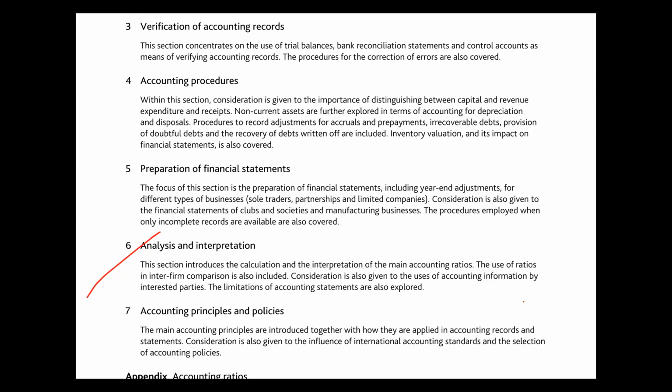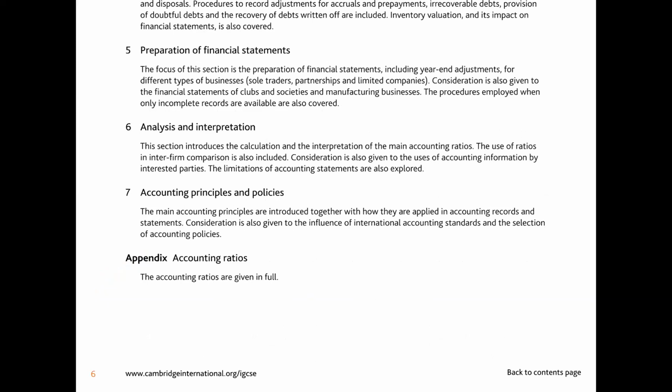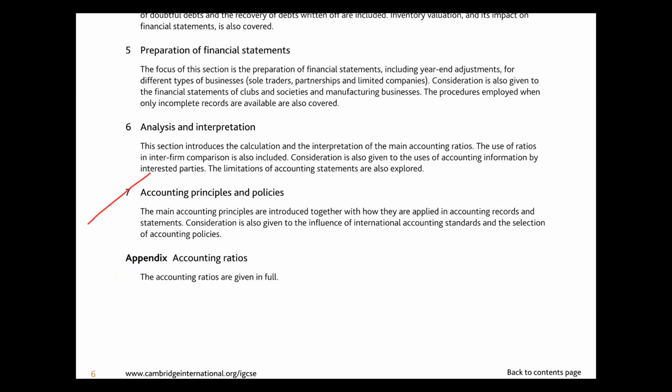Right. Okay. So we will look at that, and that's basically what we're going to do. And then we'll explore even the limitations of the accounting statements within this unit. That is what we're expected to know, right? Okay. Then from there, the last unit, we will consider the accounting principles and the policies, right? The accounting principles and the policies. That's the last thing that we have to consider.